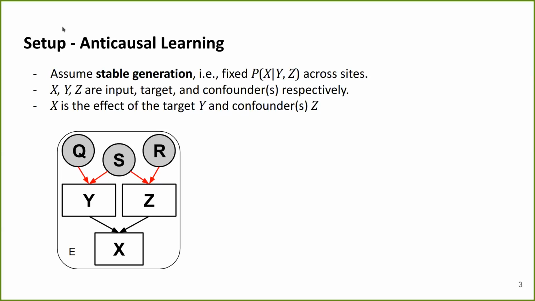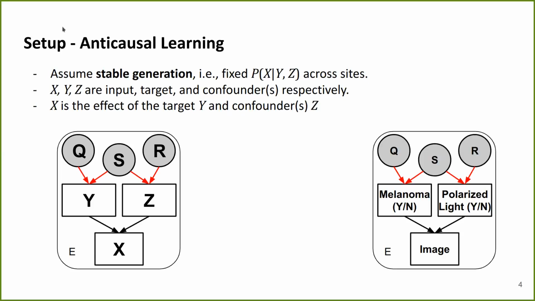We consider the anti-causal learning setup, whereby we need to predict a label y given the input x and z. The setup is anti-causal because the output y is the cause of the input x. An example task could be predicting whether a patient has skin cancer or not, given his image. In this case, x is the image and y is a binary indicator variable for melanoma.